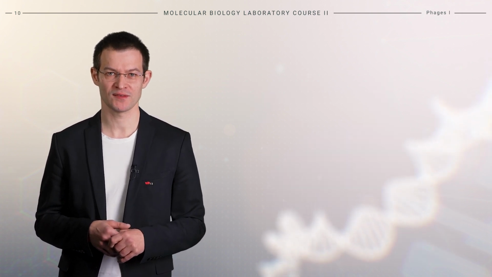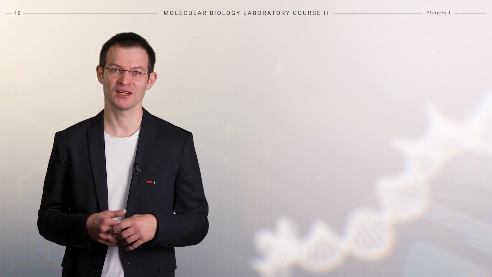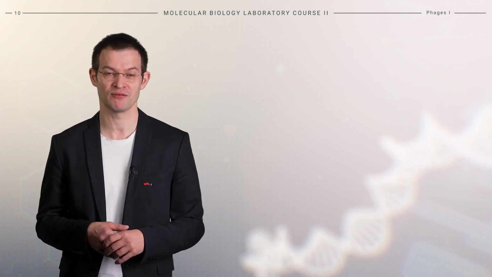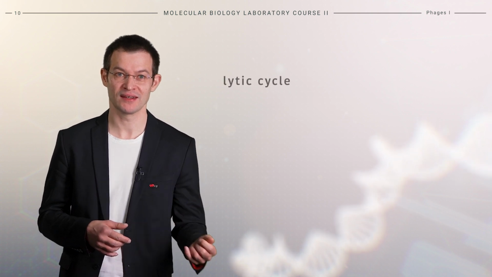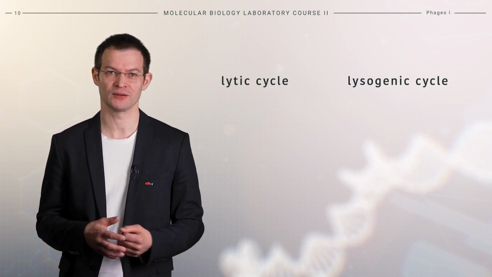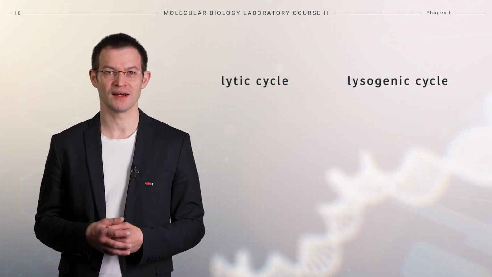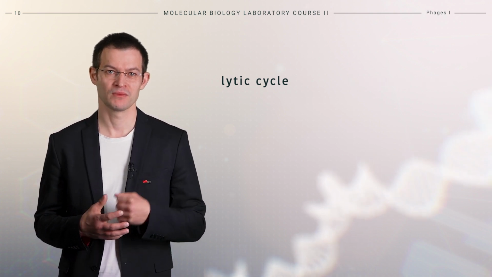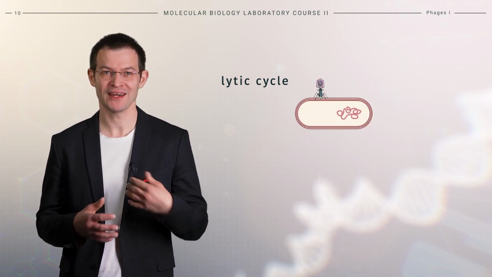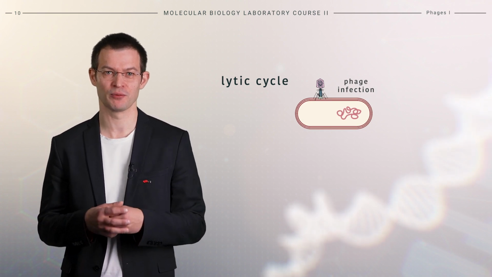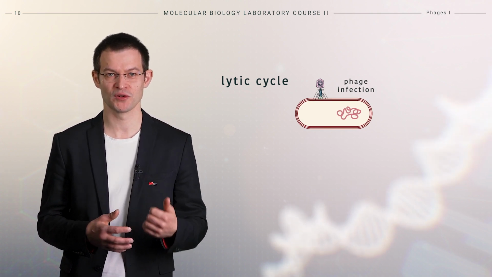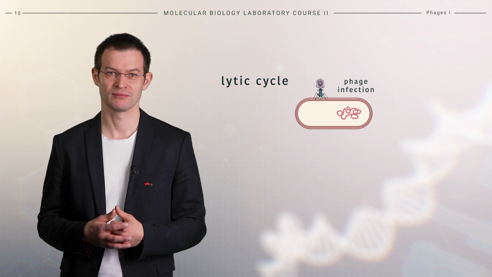Once inside the host, the genetic material of the phage can follow two pathways depending on environmental conditions: the lytic cycle or the lysogenic cycle. Let's have a look at the lytic cycle first. In the lytic cycle, the phage hijacks the bacterial machinery for protein production, forcing it to produce new phage particles.